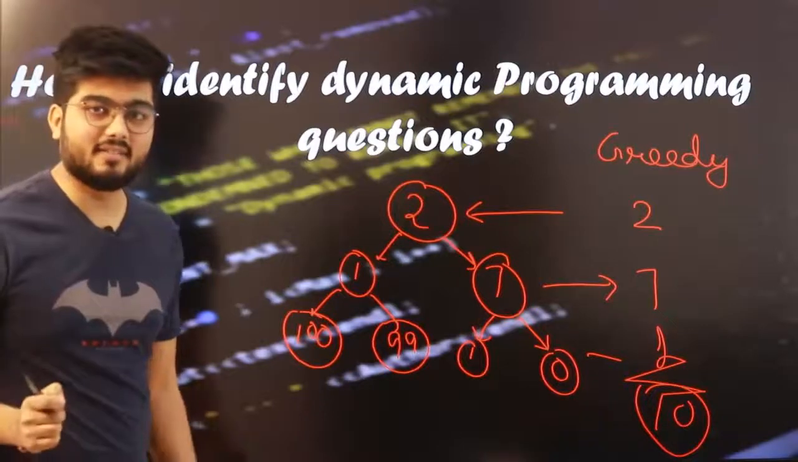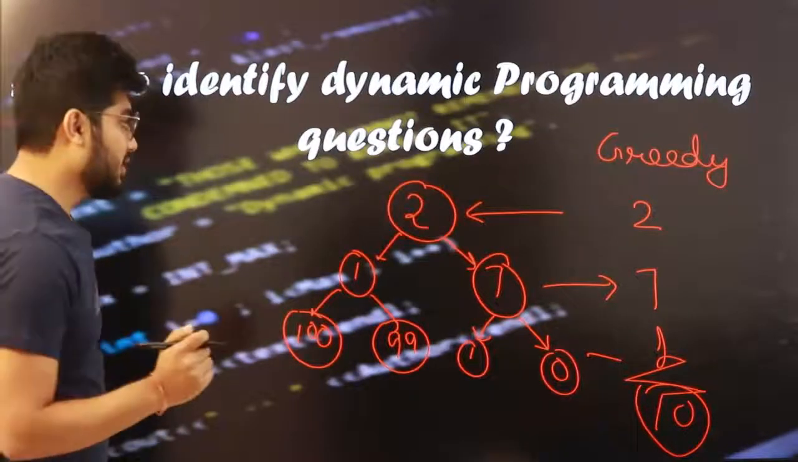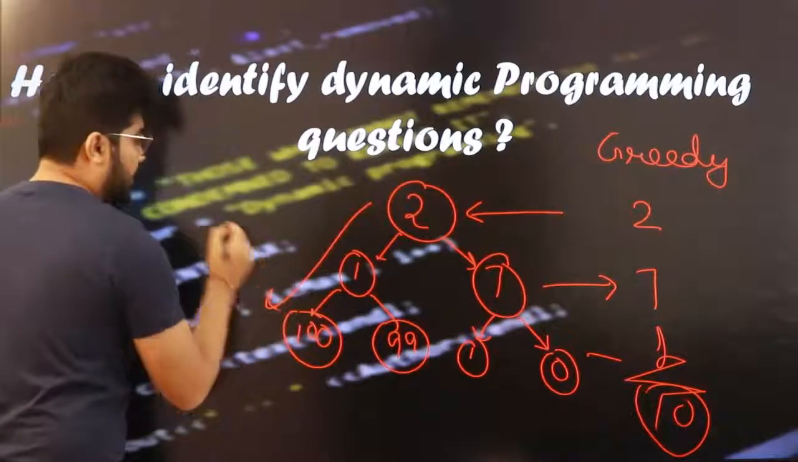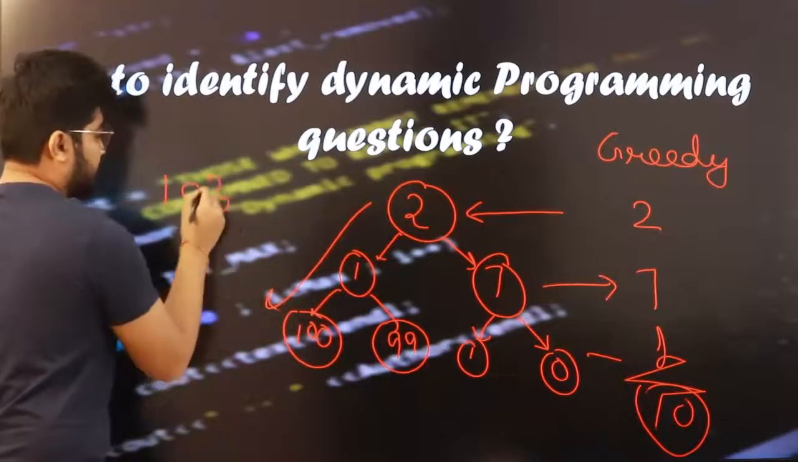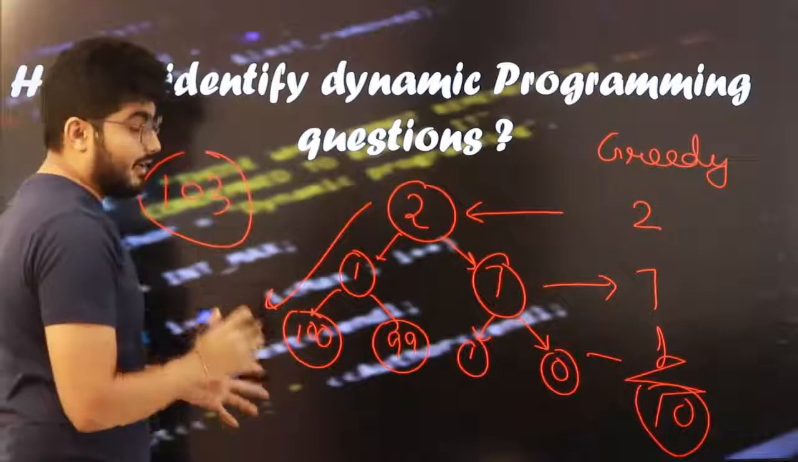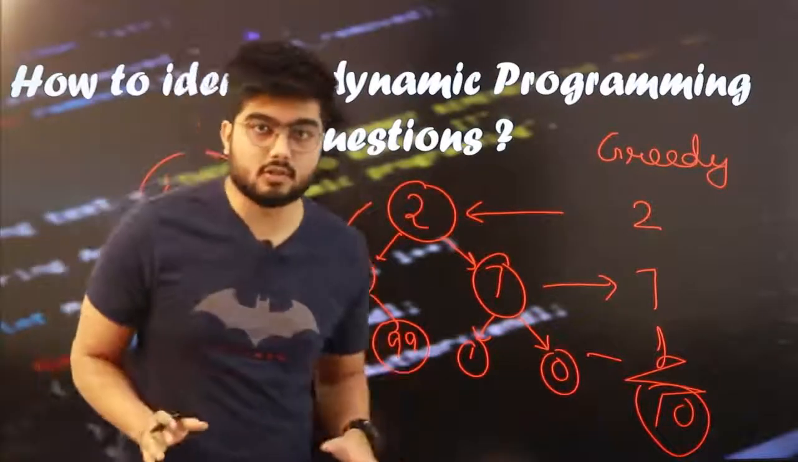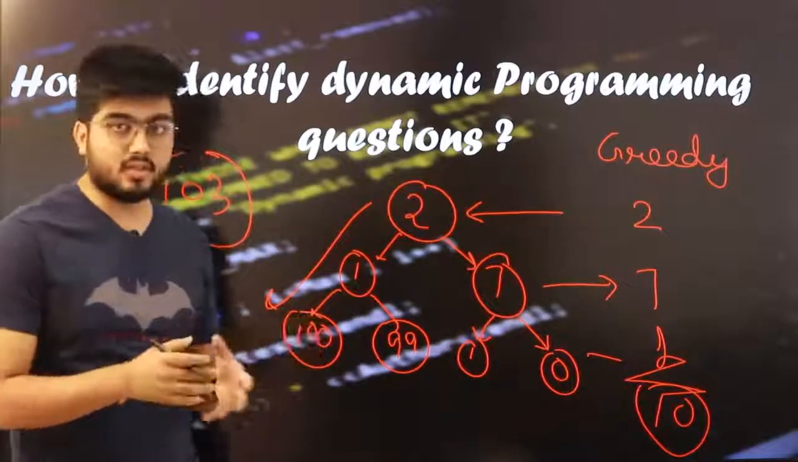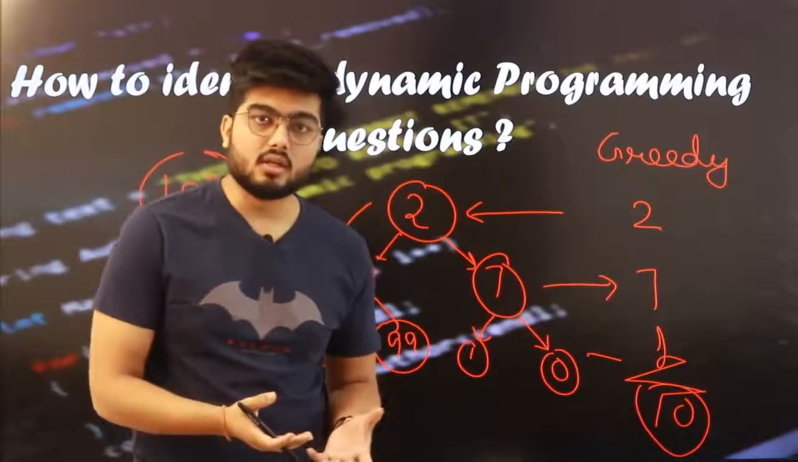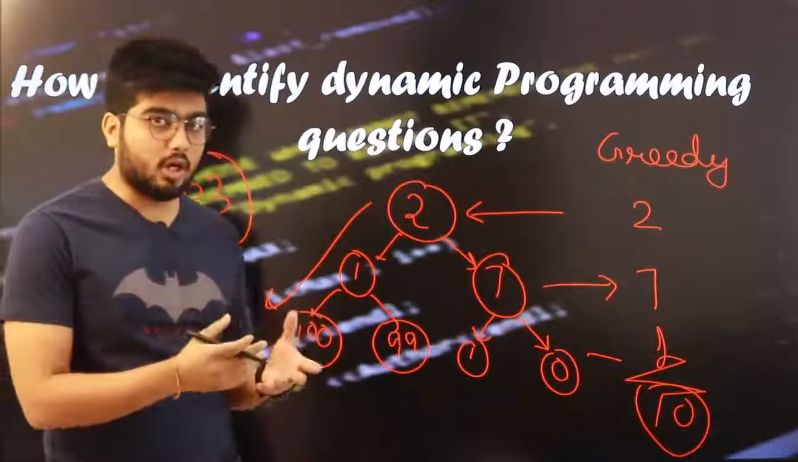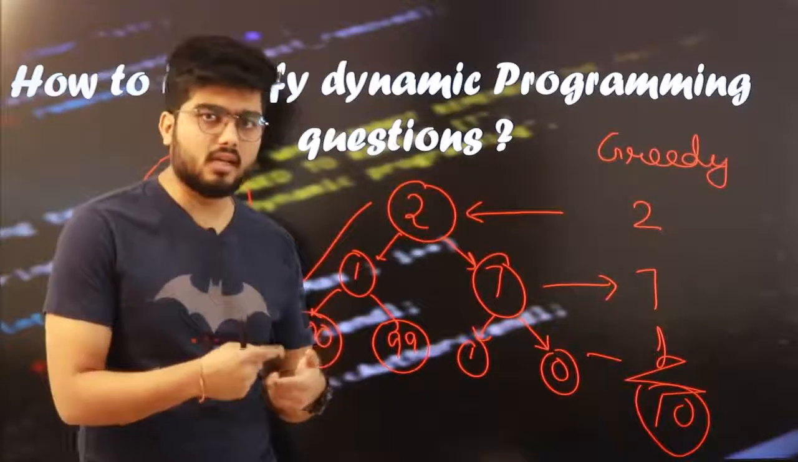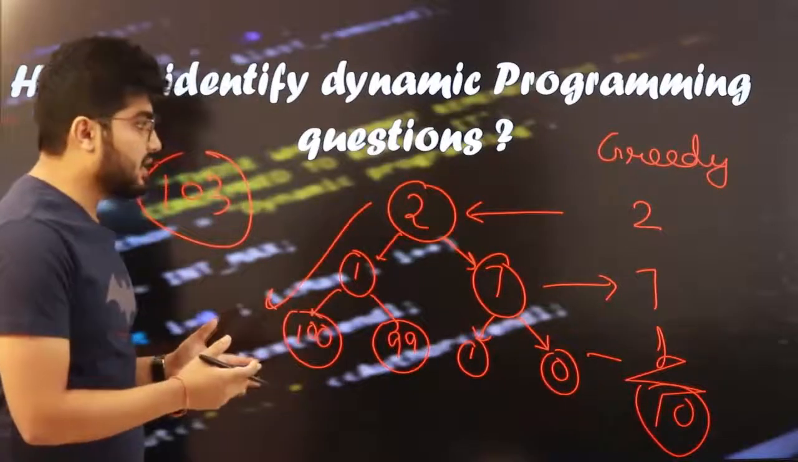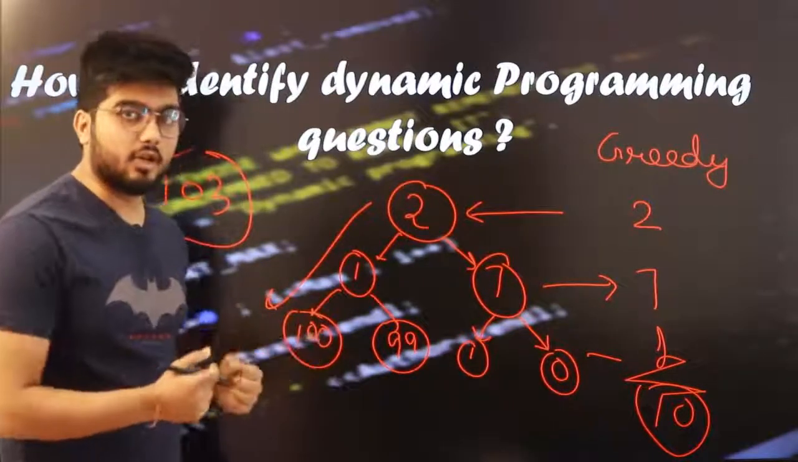Now is the answer 10? Obviously not. The answer is 2 plus 1 plus 100, which is 103. So here we need to check all the possible solutions or all the possible answers, which leads us to dynamic programming. So we'll make sure in dynamic programming that we are not recalculating the same thing again and again. So I hope now it is clear where you can use greedy and where you cannot.